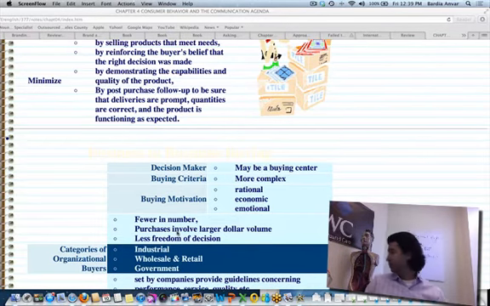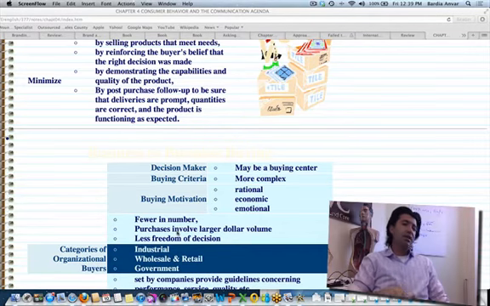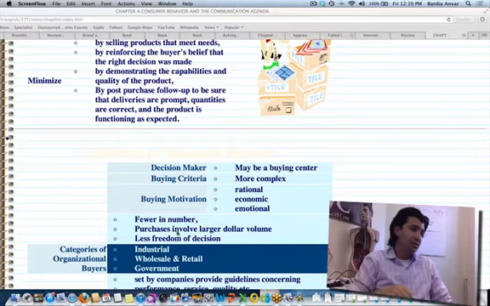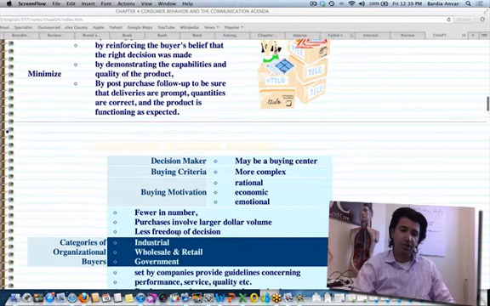So the decision maker is usually made on different levels, and the buying criteria may be complex. Certain nursing homes will not buy from us because it may be a corporate decision. The DON can't make the decision. Certain nursing homes, the DON may make the decision. Certain nursing homes, it's the administrator, or any one of these different things. And then the buying motivation, is it rational, economic, or is it emotional?